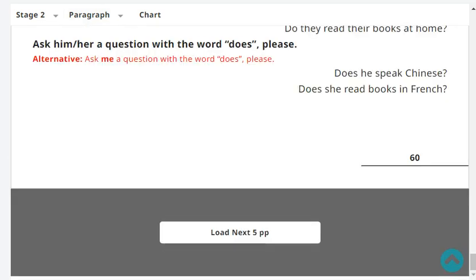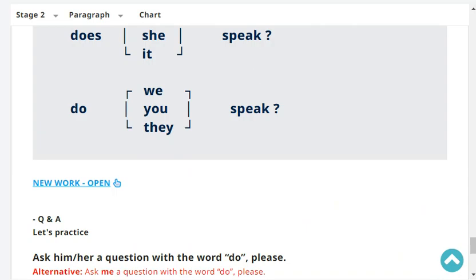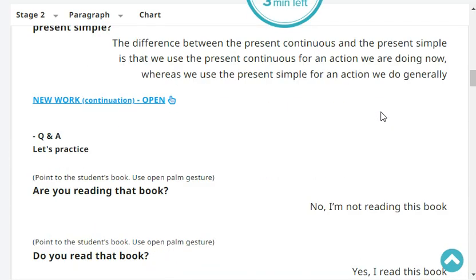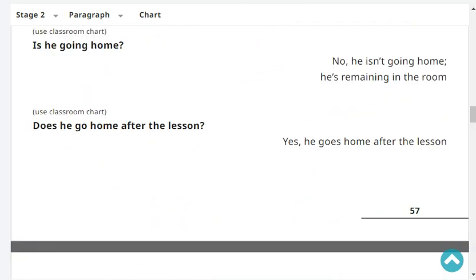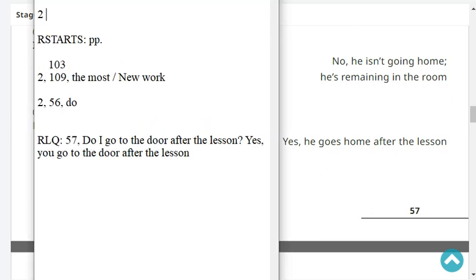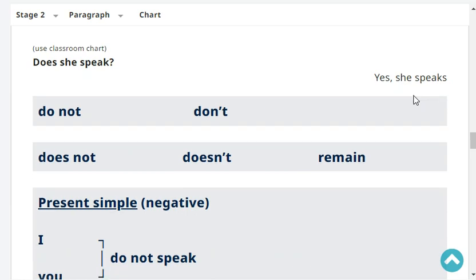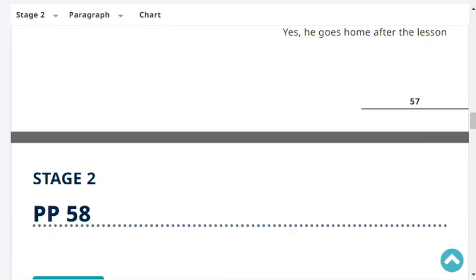Is he going home? No, he isn't going home. He's remaining in the room. Does he go home after the lesson? Yes, he goes home after the lesson. Is she speaking? No, she isn't speaking. Does she speak? Yes, she speaks.